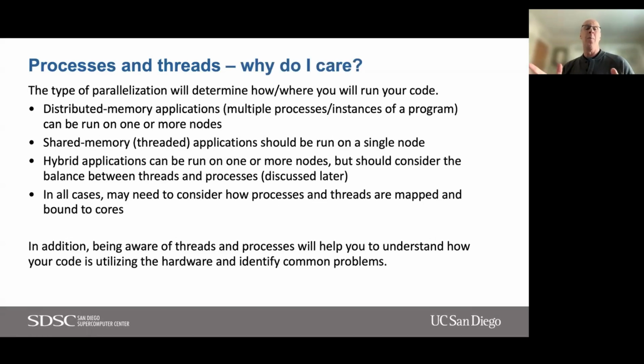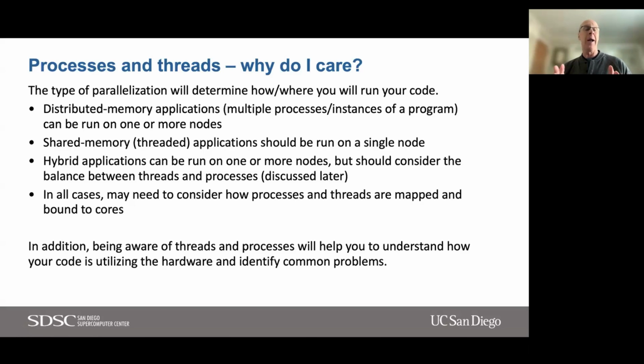Okay, so why do you care about processes and threads? The type of parallelization is going to determine how and where you're going to run your code. So distributed memory applications, multiple processes or instances of a program, can be run on one or more nodes. Now, shared memory applications, you're going to have to run on a single node, where all of those threads have access to that same pool of memory.